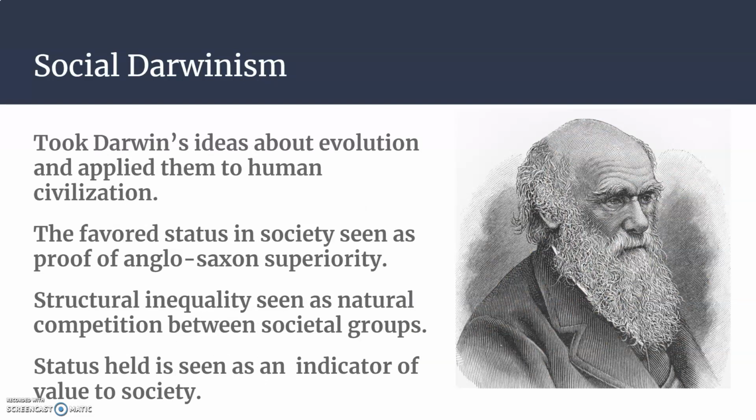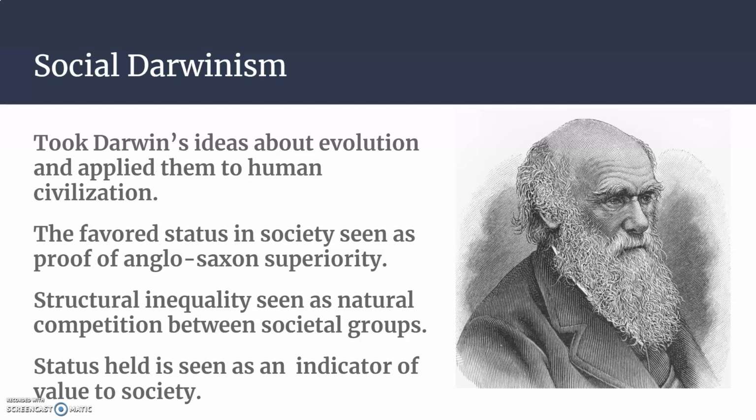And this idea that it was actually beneficial grew out of an idea called social Darwinism. Now, social Darwinism was just an attempt to take Charles Darwin's ideas about evolution, the idea of survival of the fittest, that organisms that are better suited to their environment are going to thrive, while organisms that are not very well suited to their environment are going to die off. They attempted to take these ideas about natural phenomena and apply them to human civilization.